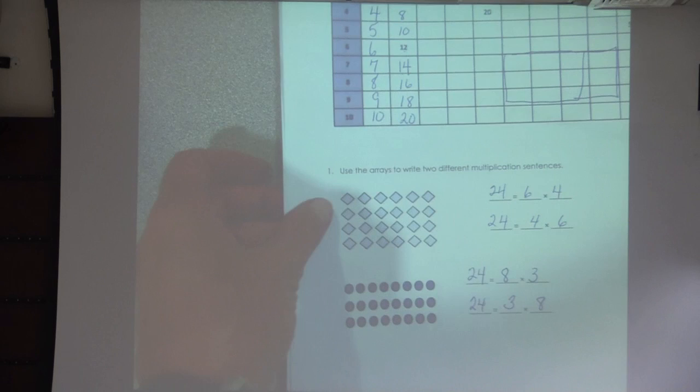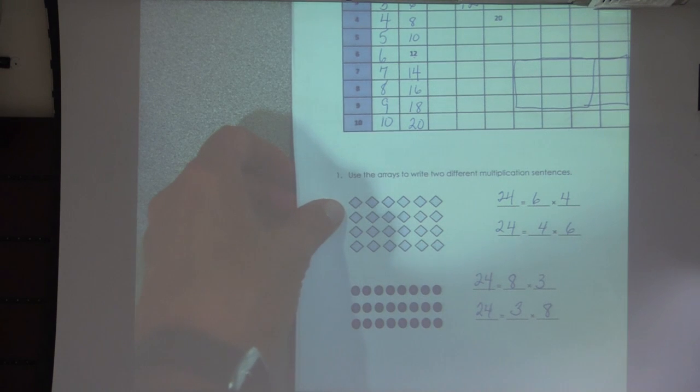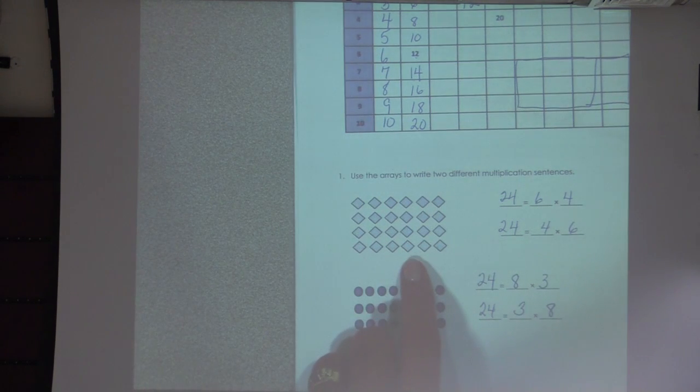There's 4 rows. I would say 4 rows of 6 groups. I probably would try to get away from the word group with this. There's 4 rows and 6 in each row. Probably what I would say. Again, some of this language is so that we can have the discussion. It's not a mathematical definition. There's not a mathematical definition.